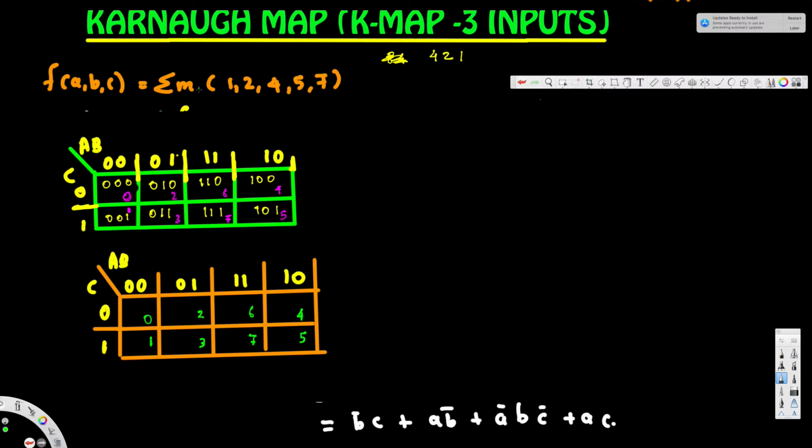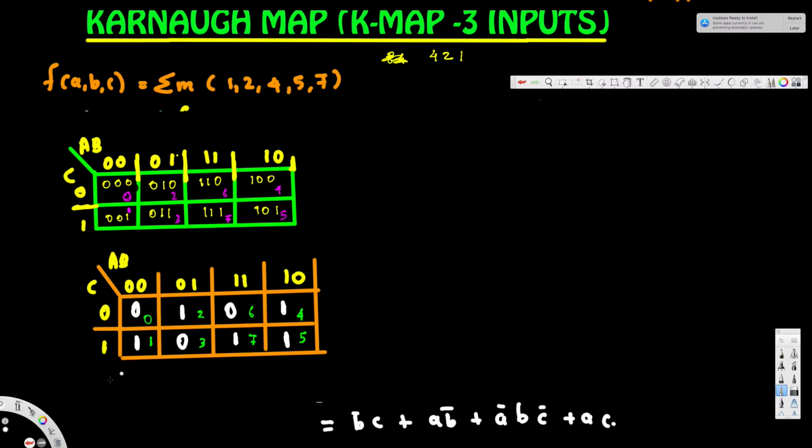Now we have the summation of minterms 1 2 4 5 7. So these are the locations we are going to have 1. Now let's look at the locations. Okay, let's put it with a different color. So location 1 we have 1. Location 1 is this one, right? So this is 1. And location 2 we have 1. Location 4 we have a 1. Location 5 we have a 1. Location 7 we have a 1. Others are going to be 0. So this one is 0, and this one also going to be 0. Okay, and also this one is 0.